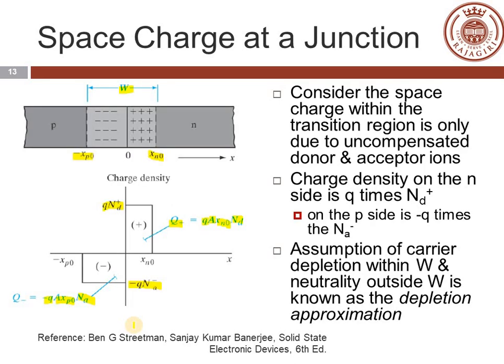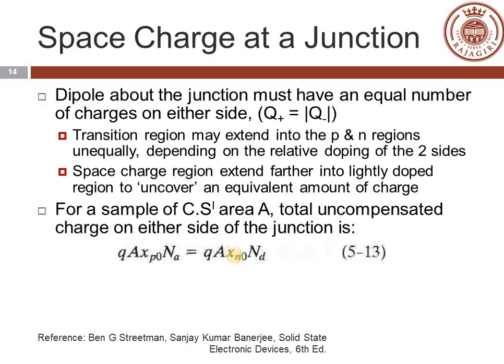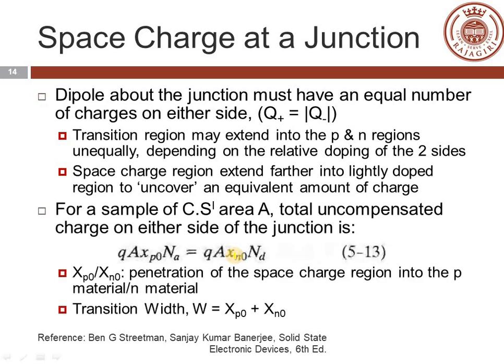From the previous diagram we can write Q plus equal to Q minus, in which Q and A terms will cancel each other. And we can write Q A xp0 Na equal to Q A xn0 Nd, where xp0 is the penetration of the space charge region into the P material and xn0 is the penetration of the space charge region into the N material, whereas the total transition region W is equal to xp0 plus xn0.